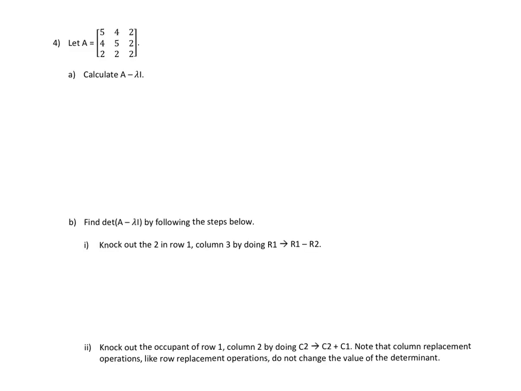Let A be this 3 by 3 matrix, and we're supposed to calculate A minus lambda I. So lambda times the identity for a 3 by 3 would be lambda, 0, 0, 0, lambda, 0, 0, 0, lambda. So when I subtract them, I'm going to get 5 minus lambda, 4, 2; 4, 5 minus lambda, 2; 2, 2, 2 minus lambda.